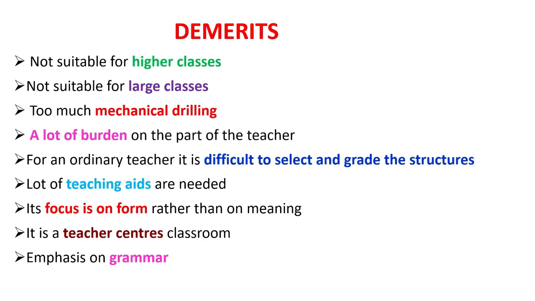And coming to that, demerits, disadvantages. It is not suitable for higher classes, means it is not useful for higher levels. Not suitable for large classes. Yes, because if the students are a minimum of 25 to 30, it's okay. More than 40, or 40 to 50, then a teacher cannot focus on every student.